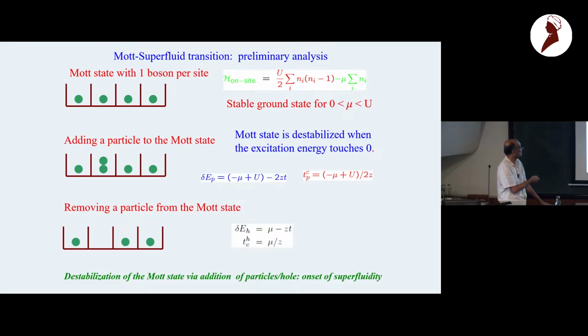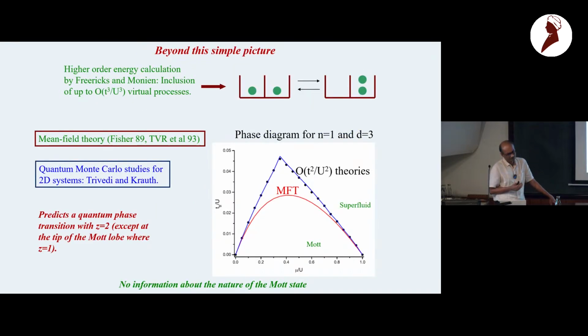And similarly, you can remove a particle from this Mott state and get critical hole hopping. So if you take out one of these, this thing can hop from side to side. That is, other bosons can come and fill in this thing. And it's really the minimum of these two which gives you the critical hopping. And this really naive argument has been formalized and made better in several ways.